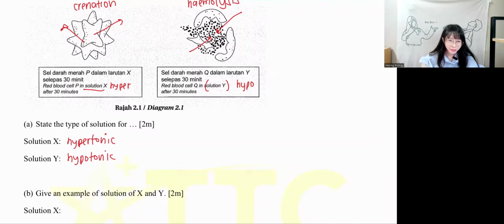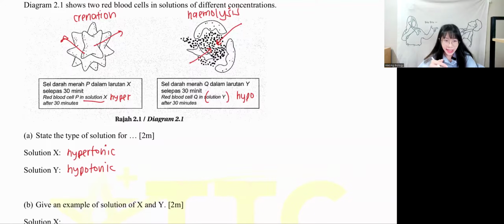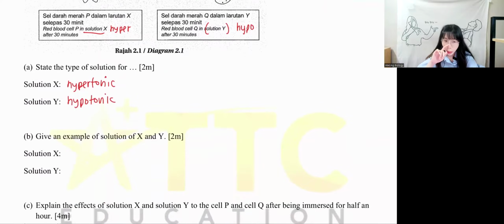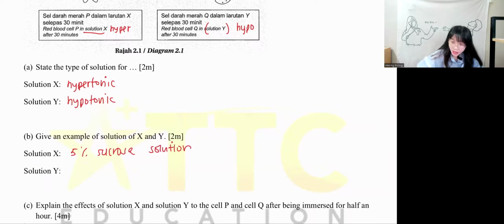For solution X, can you give me any example that you know is a hypertonic solution? Any percentage also can, guys. You can write maybe 5%, 10%, 15% of what? Salt solution, correct? You can write sucrose solution, whichever, guys. 5% sucrose solution, salt solution, doesn't matter, as long as you have a percentage. Or you can say just concentrated: concentrated salt solution, concentrated sugar solution also can.